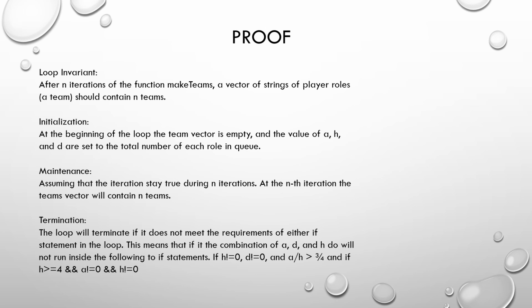For our termination step, we basically run this recursive function until it doesn't meet either of our if statements, and in this case our if statements are h not equaling 0 and d not equaling 0 and a over h being greater than 3 over 4, and it also can't be if h is greater than or equal to 4, and a doesn't equal 0 and h doesn't equal 0. If it doesn't meet either of these, then theoretically it has been shown that it'll spit out the highest number of possible teams, and the recursive function now stops.